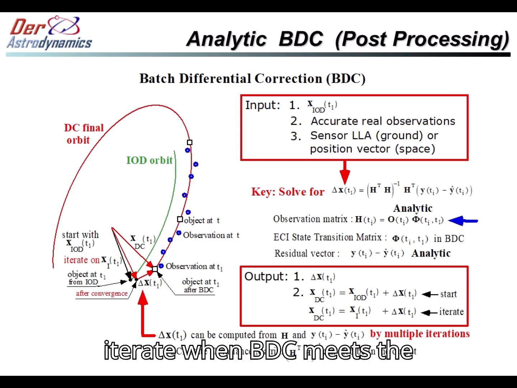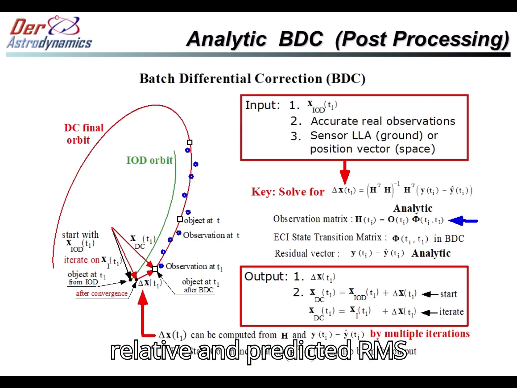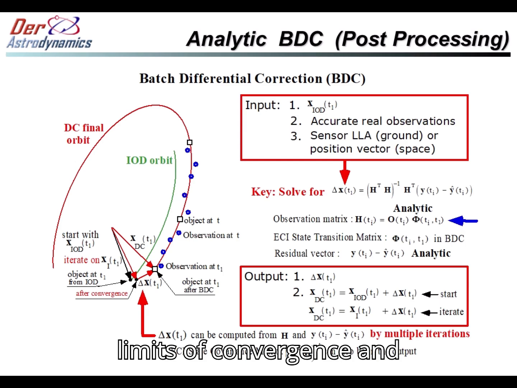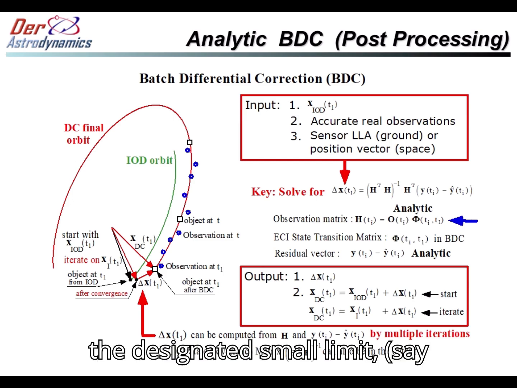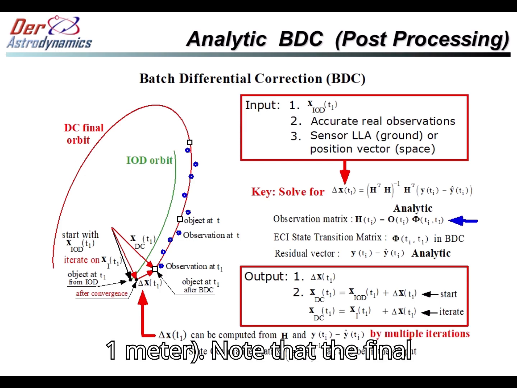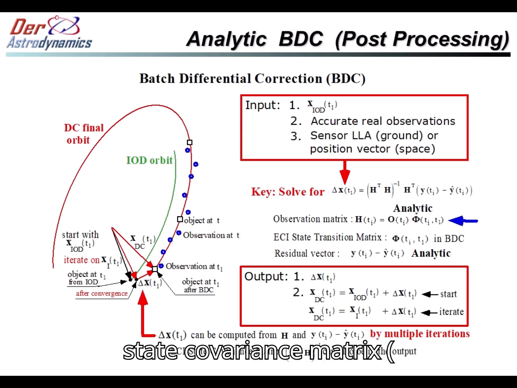Stop to iterate when BDC meets the relative and predicted RMS limits of convergence and the magnitude of delta XT1 satisfies the designated small limit, say 1 meter. Note that the final state covariance matrix H transpose H inverse may also be included as output of BDC if desired.